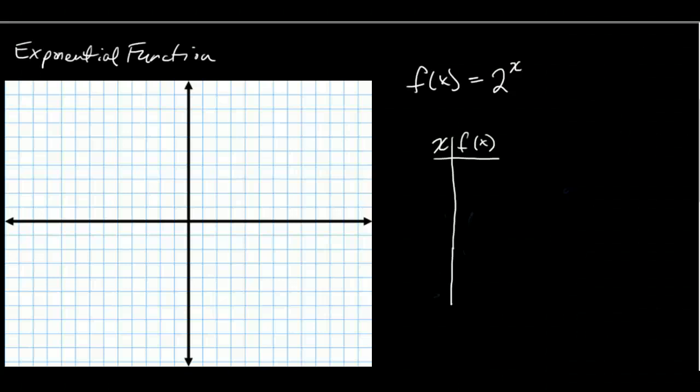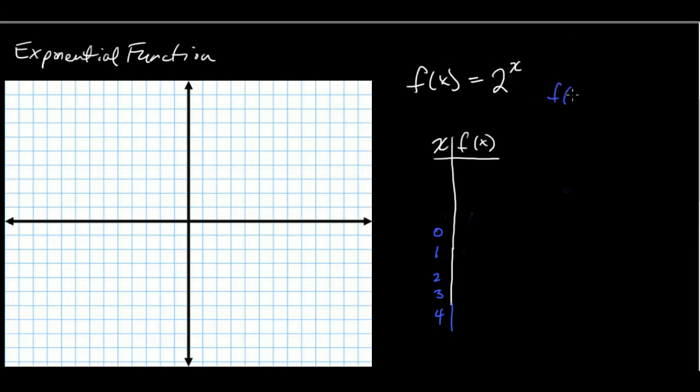Here we have an exponential function. It says f of x is 2 to the x power. So I can choose some replacement values of x. Try 0, 1, 2, 3, and let's go to 4, see if we can even get that far. Well, what happens when I replace these x values into my function?